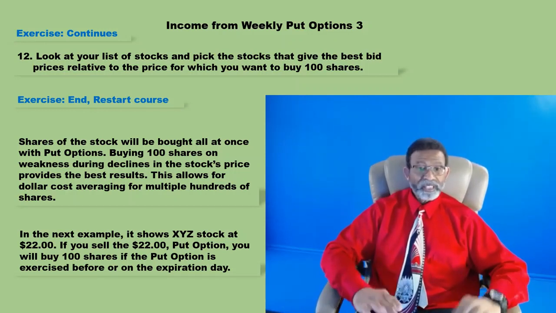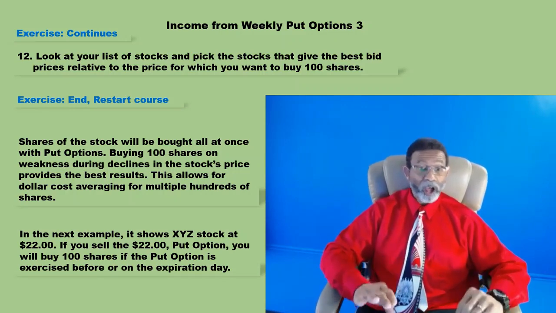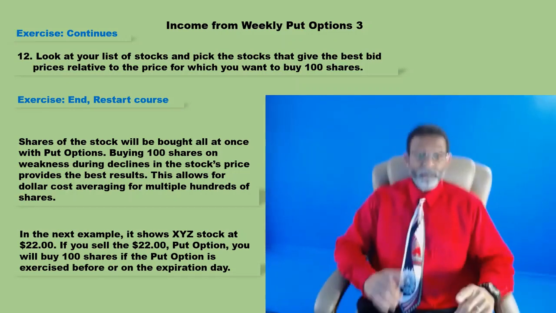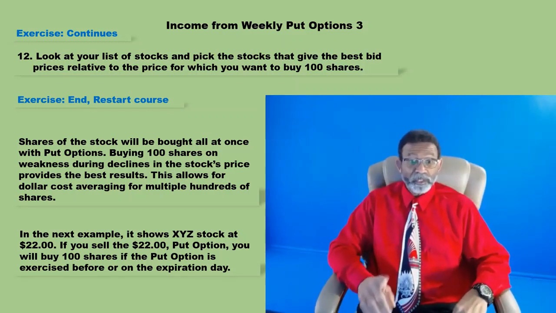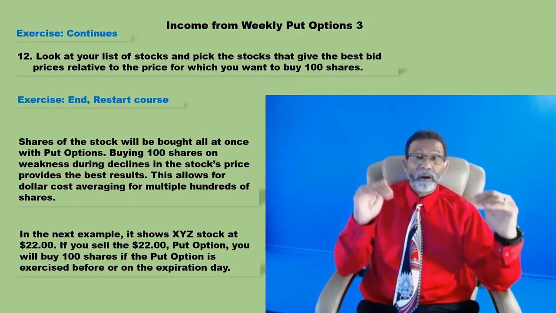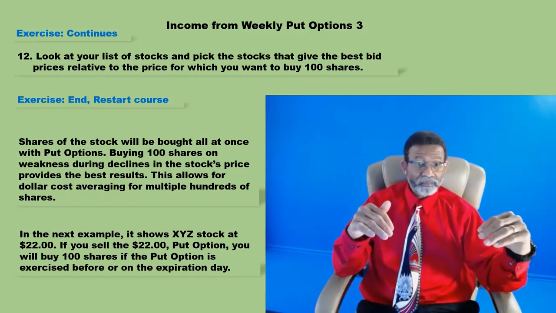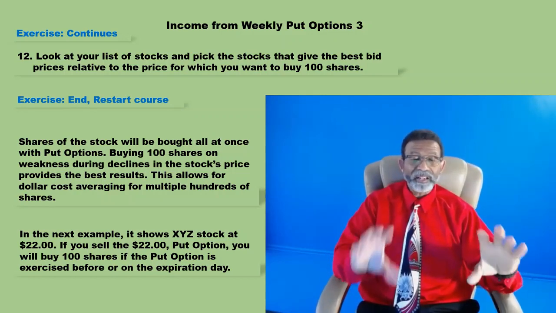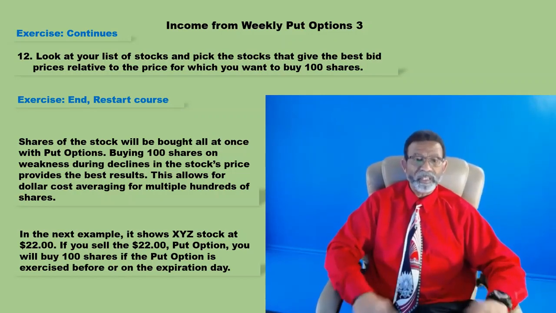So the next example, we will show XYZ stock at $22. And we will talk about if you sell the $22 put option, you will be buying 100 shares of that particular stock. And that's the example we're going to cover a little more in detail.